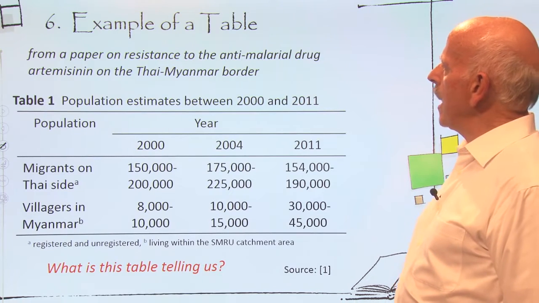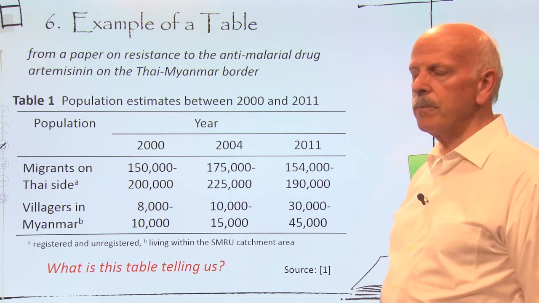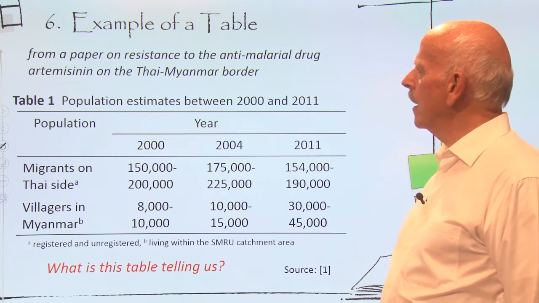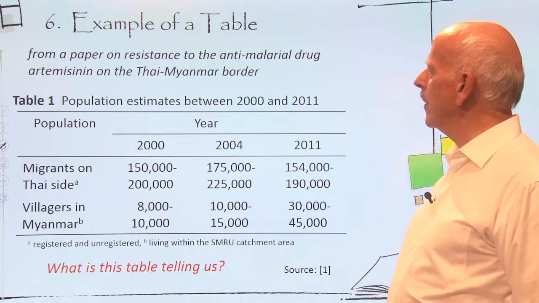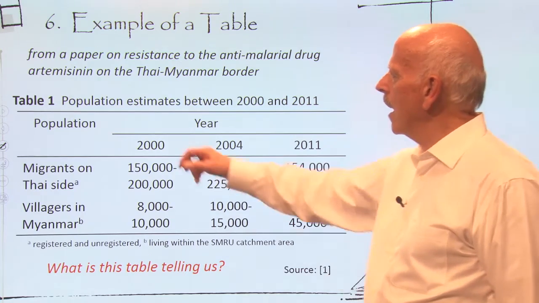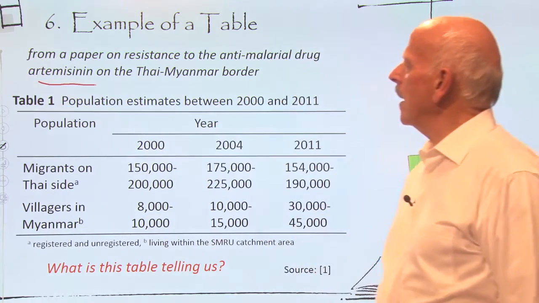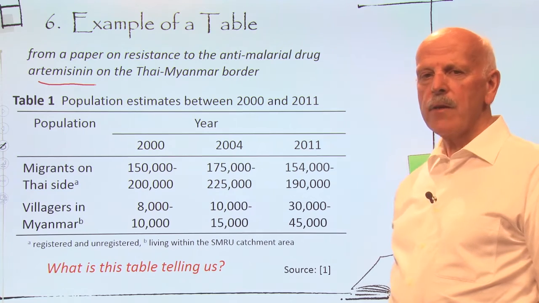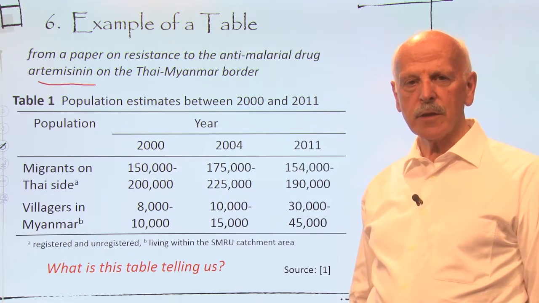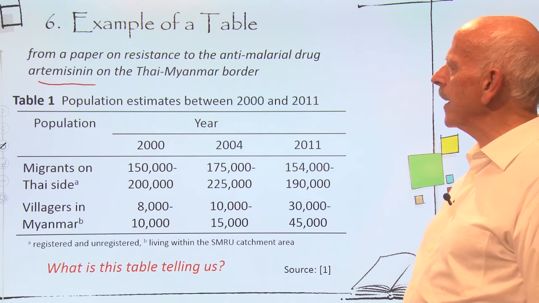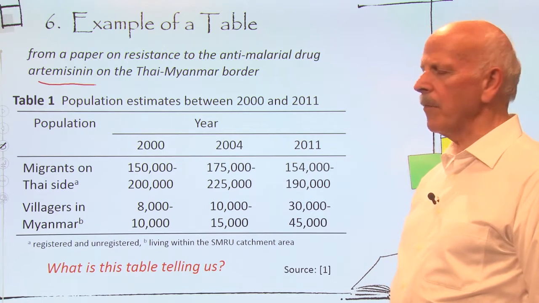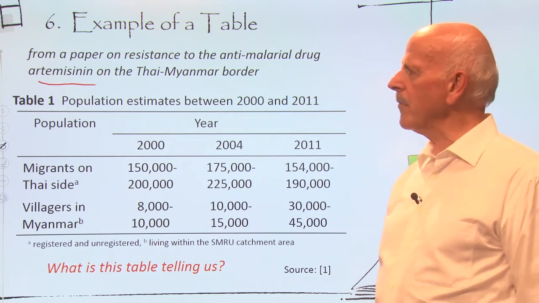Here's an example of a table. This is a table taken from a paper on an anti-malarial drug, artemisinin. And this has been one of the favored anti-malarial drugs in recent years. In fact, somebody received a Nobel Prize for discovering this drug.